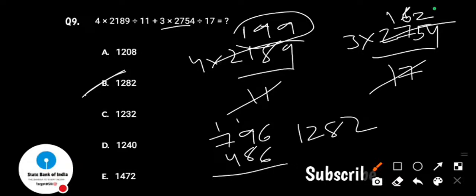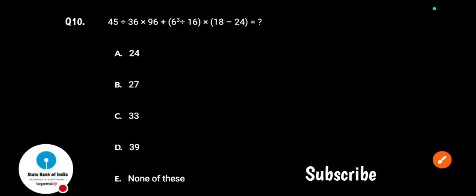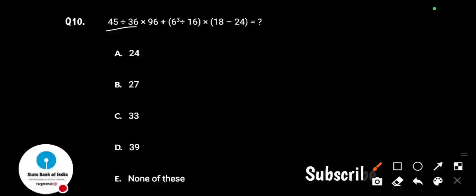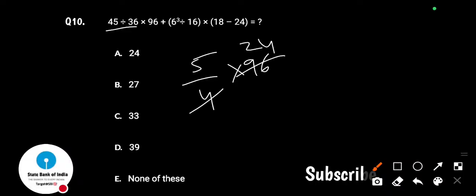Next question. Here we see 45 divided by 36. 9 5 times will be 45. 9 4 times will be 36 into 96. 4 24 times. 5 into 24, which will be 120. So we have 120 for this one.